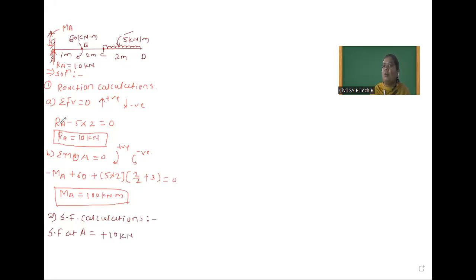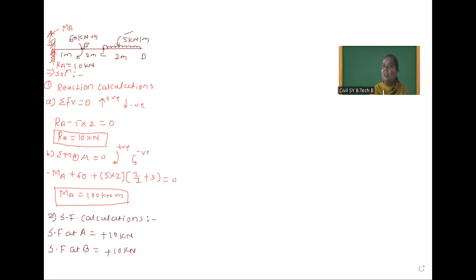After that, you observe here, in between A to B there is no vertical force, so we will calculate shear force at B. And you observe here at B also there is no force. This is a moment couple, so we will not consider it in vertical forces. So shear force at B is again 10 as it is.